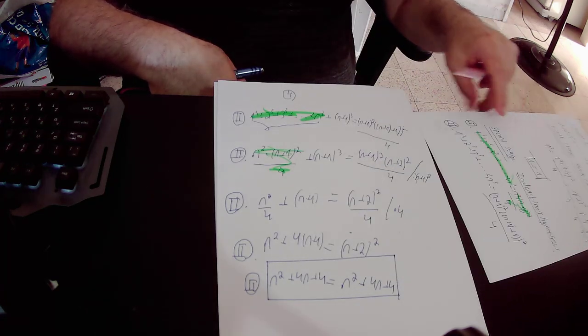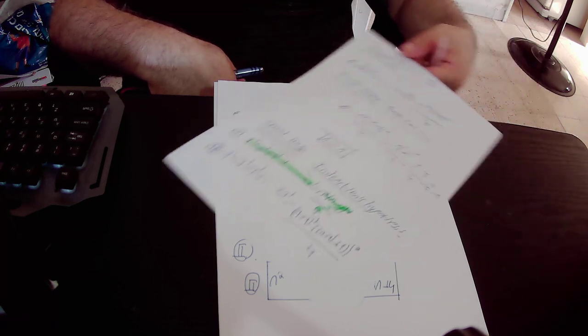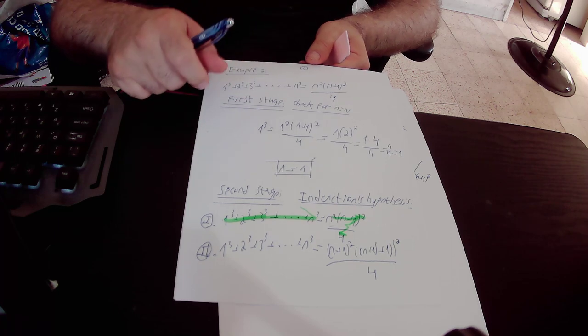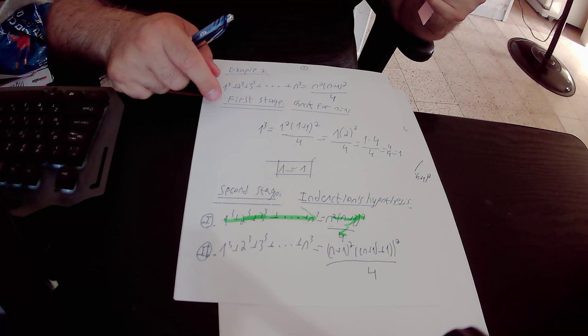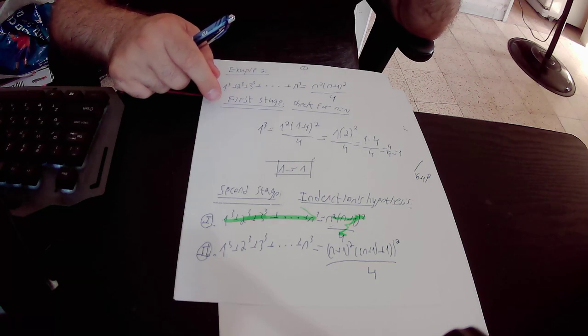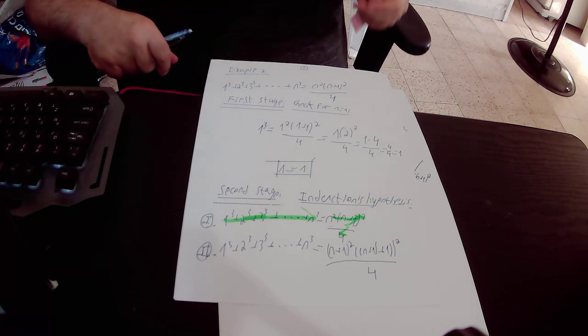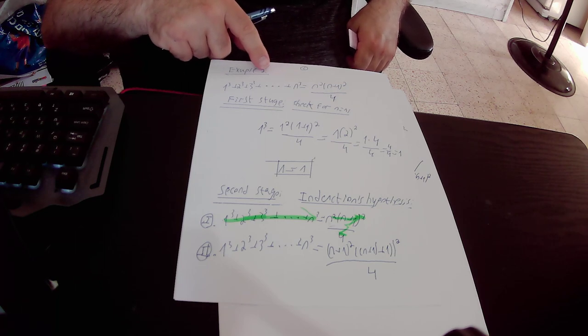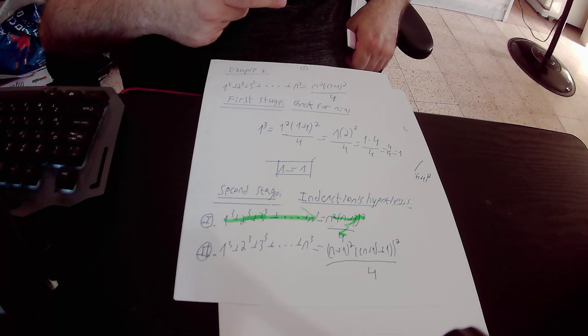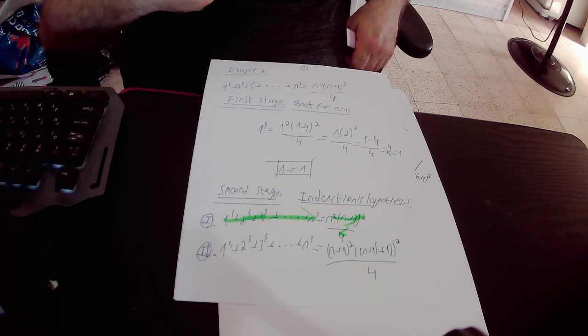Because in the first stage we proved that this statement is true for 1. And in the second stage we proved that if it is true for n, it also must be true for n plus 1. So we know that it is true for n equals 1, and for that reason it also must be true for n plus 1, that is to say for 1 plus 1, that is 2. And then, as we know that the statement is true for n equals 2, we will repeat the same process in order to prove it for n equals 3.